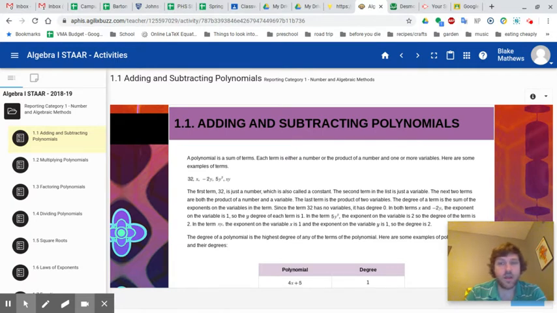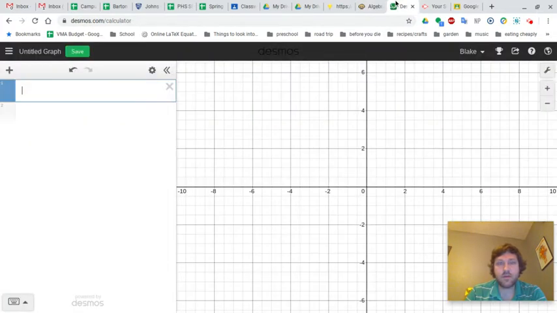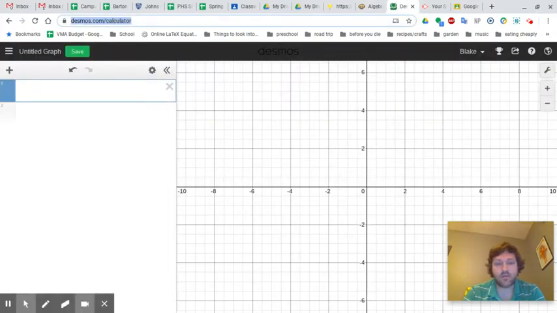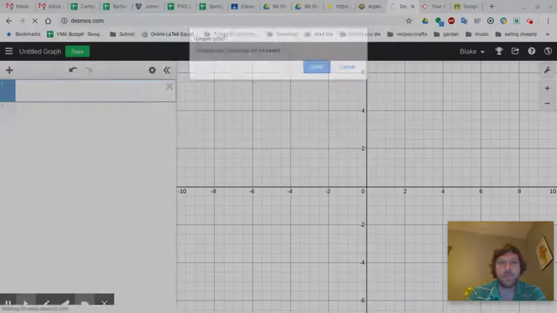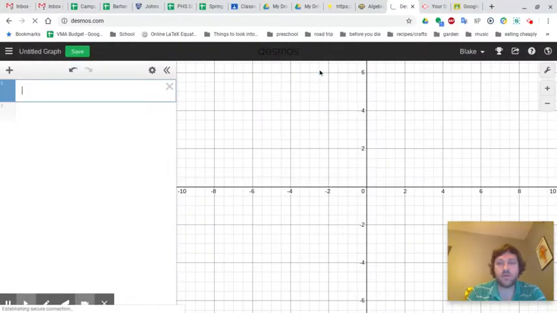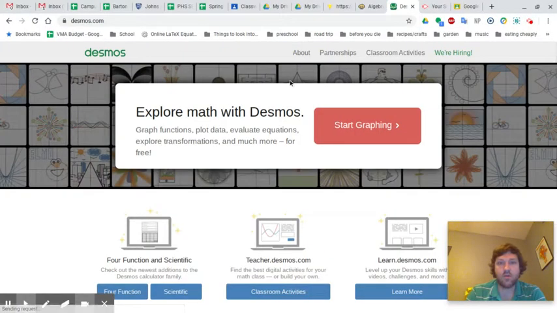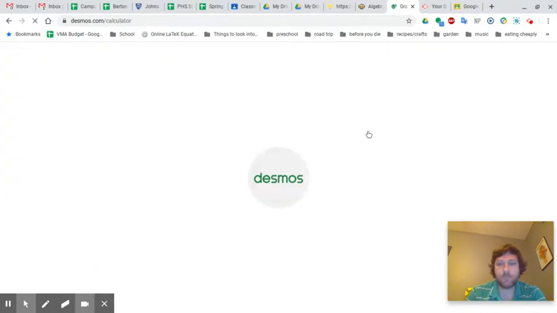So you need to log in like you normally would to take a test, and then go to the Algebra 1 STAAR course. And then you also need to open Desmos. I'm going to go through that process: desmos.com. When you first go there, you'll see this screen and you'll just click Start Graphing right here. So desmos.com, start graphing.